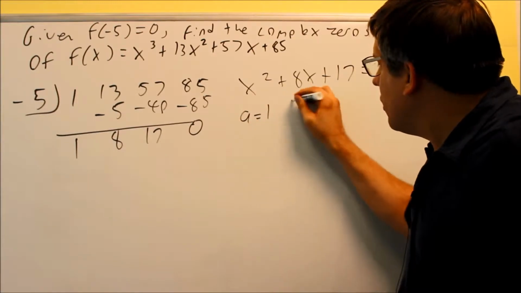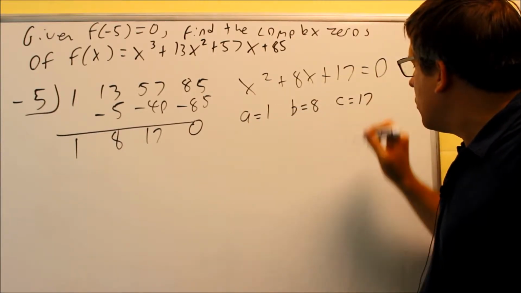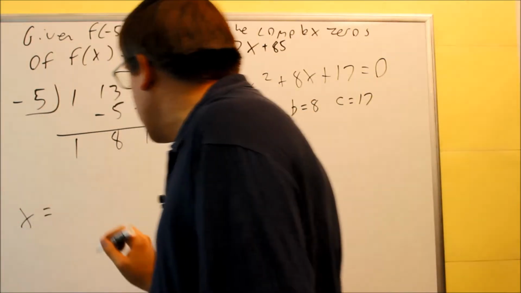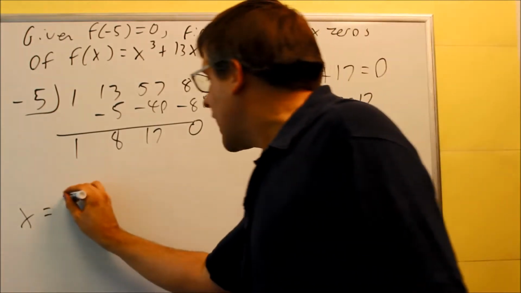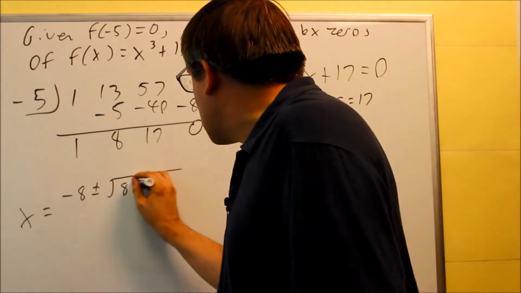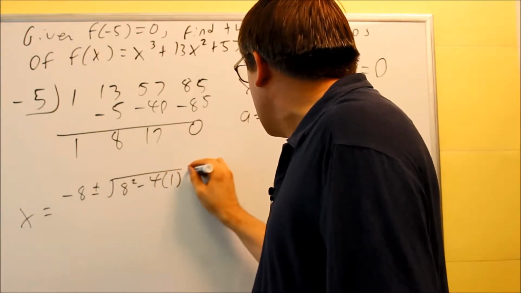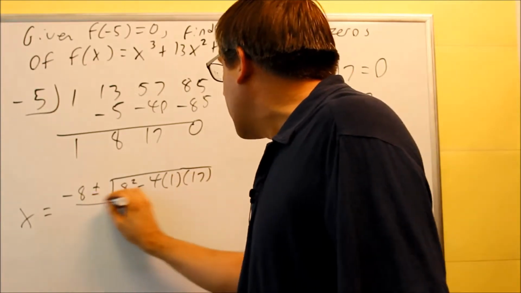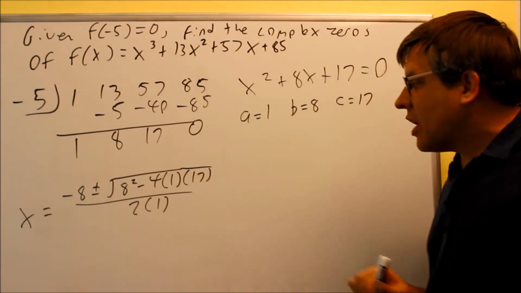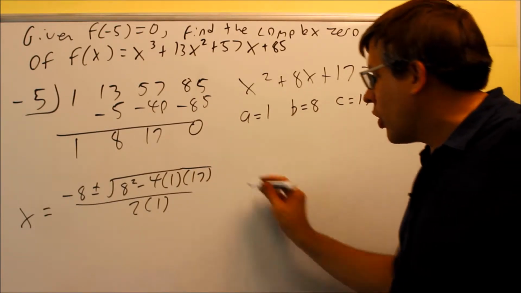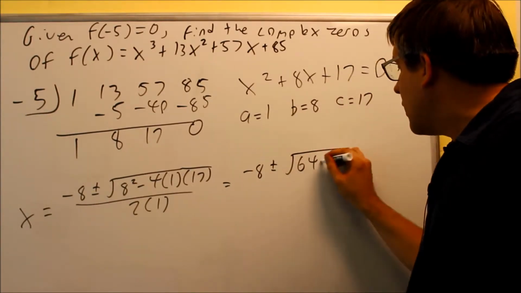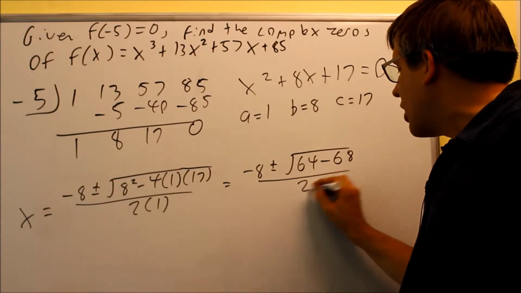Your a is going to be 1, your b is 8, and your c is equal to 17. We're going to put these numbers into the quadratic formula and work that out. So you have negative b, so negative 8, plus or minus the square root of b squared minus 4ac, so 8 squared minus 4 times a is 1 and c is 17. All that's going to be over 2 times 1. Now we have to work this out on the inside, and when we do, we get negative 8 plus or minus the square root of 64 minus 68, divided by 2.